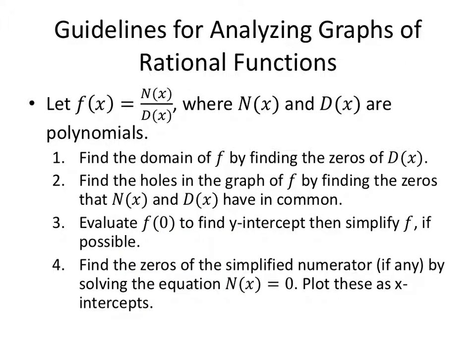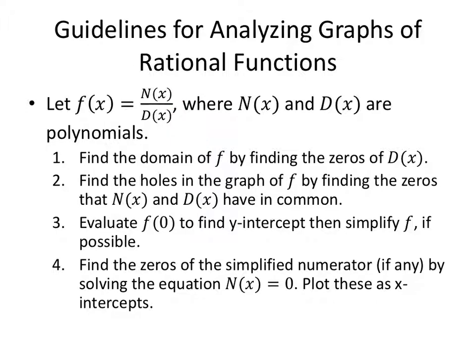Okay, so we're going to graph some of these, and we're going to draw the graph without the use of a calculator. We're going to pretend we have absolutely no electronics or technology at all, and we could still do this. Let f of x be n of x over d of x, where n and d are polynomials. First thing you're going to do is find the domain of f by finding the zeros of the denominator. Now, after you do that, my next step would be to completely factor the numerator and denominator and lay them out in factored form.